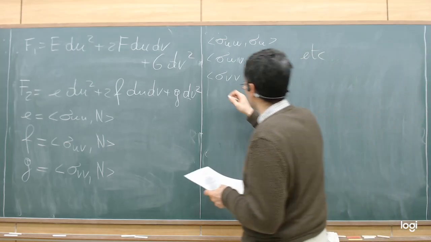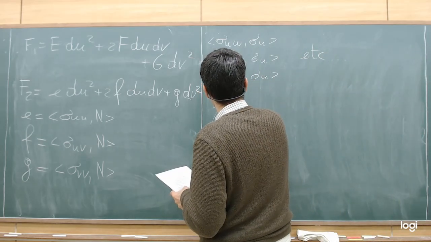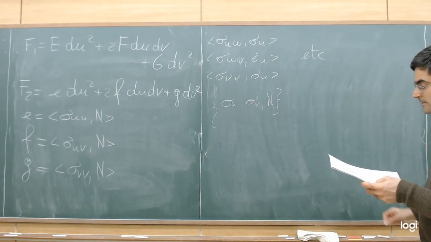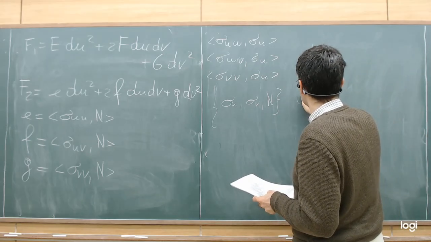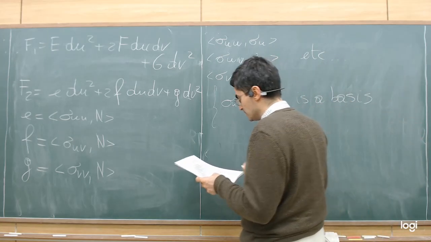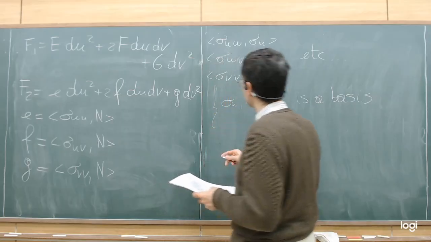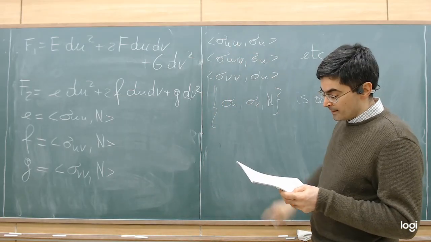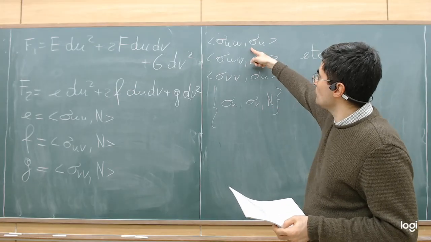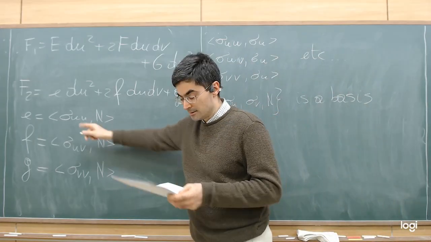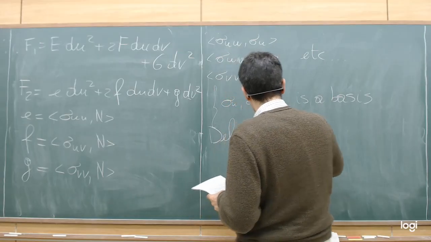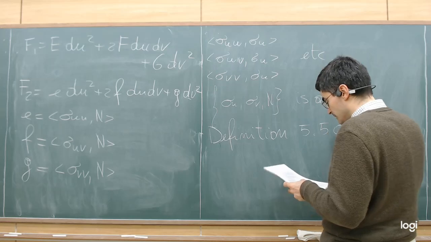The idea is that since sigma U, sigma V, and n are a basis, then we can try to write, for example, sigma UU as a linear combination of sigma U, sigma V, sigma N, using this kind of inner product and this inner product here. We can then give the definition 5.50.